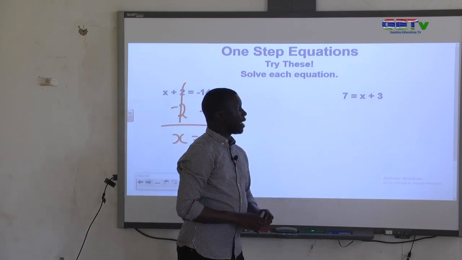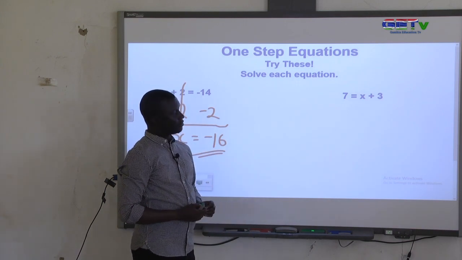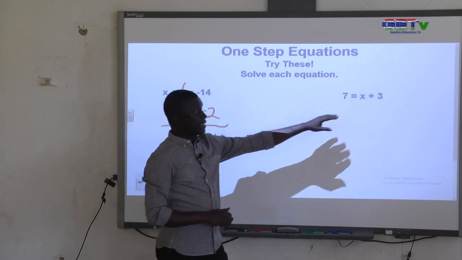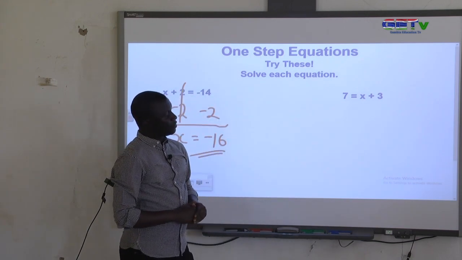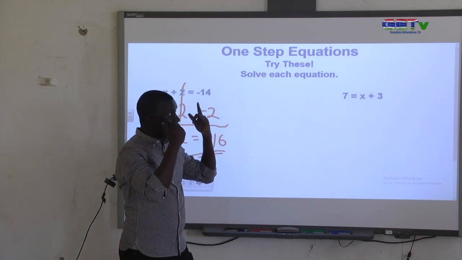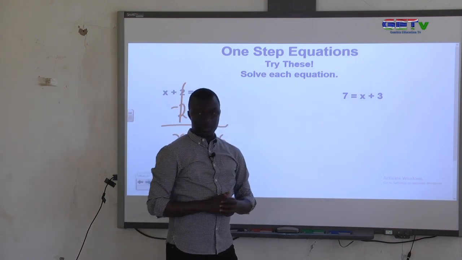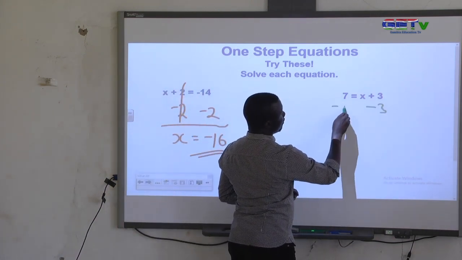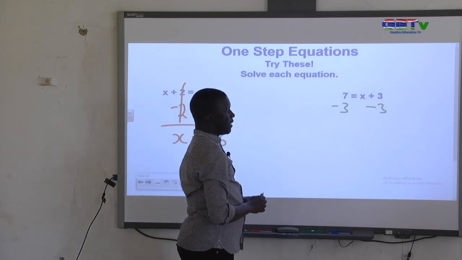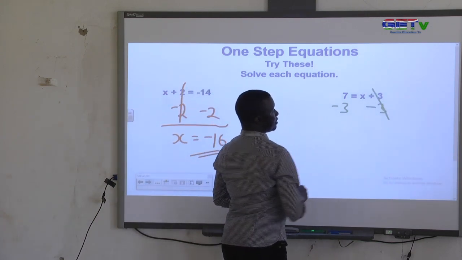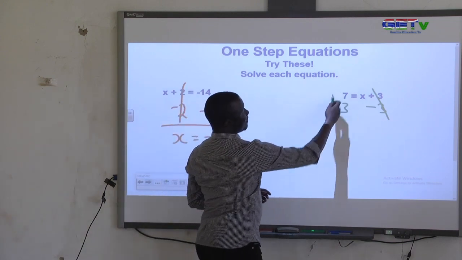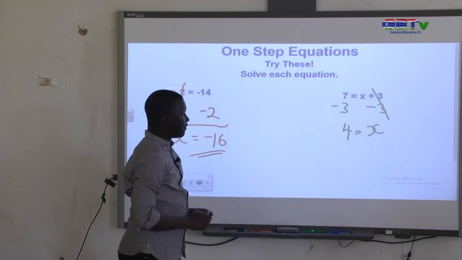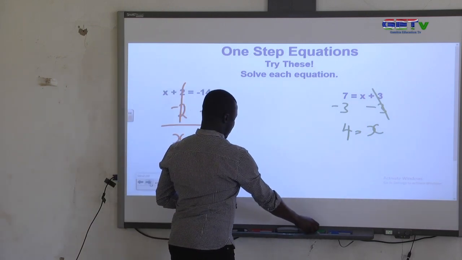We have 7 equals x plus 3. Our operation here is an addition. So first we think of the inverse of addition, which is subtraction. This will compel us to subtract 3 from both sides, and by doing that, this will undo this. Then we have 7 minus 3 is 4 equals x. The value of x, our variable here, is 4.